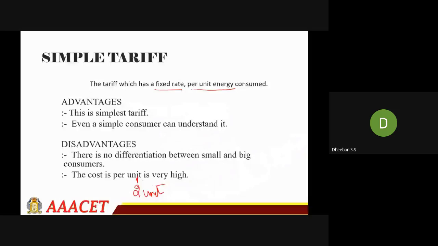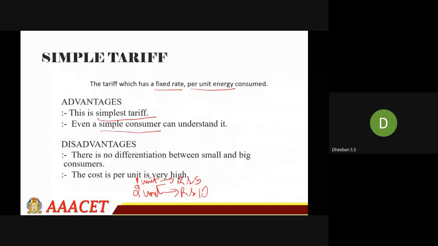Fixed rate per unit of energy consumed is called a simple tariff. For 1 unit, if you are charging around 5 rupees, then for 2 units it will be 10 rupees, plus tariff. Even a simple consumer can understand it.